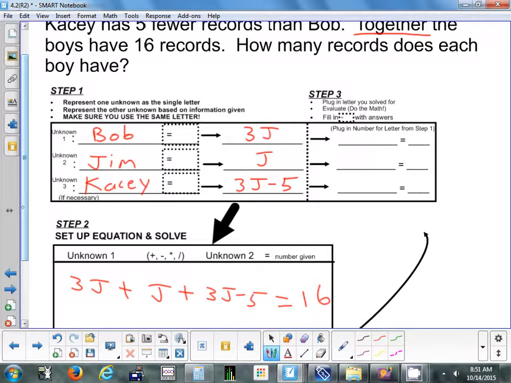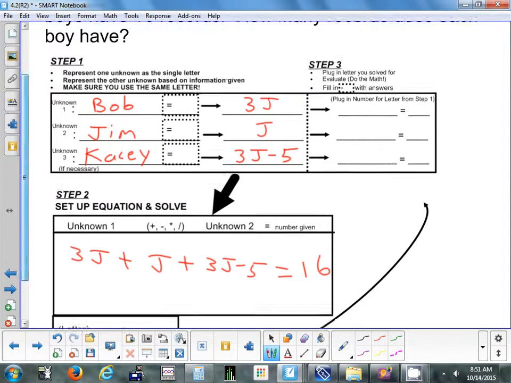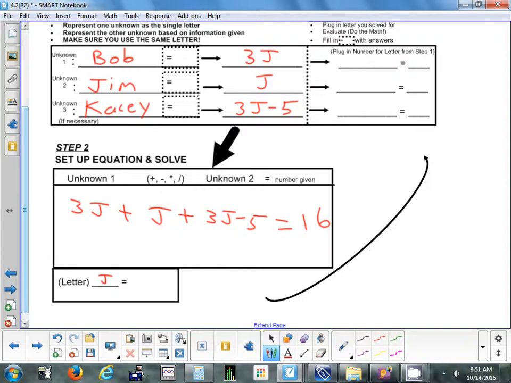Okay, now it's going to be very similar to what we just did. We're going to solve for our letter. Okay, let's combine all our J's first. We have 3J, 1J, and 3 more J. Yeah. 3 and 1 gives me 4, and 3 more gives me 7. So I get 7J. What do I still have next to the 7J? Yeah, minus 5. Still have a minus 5 equals 16.